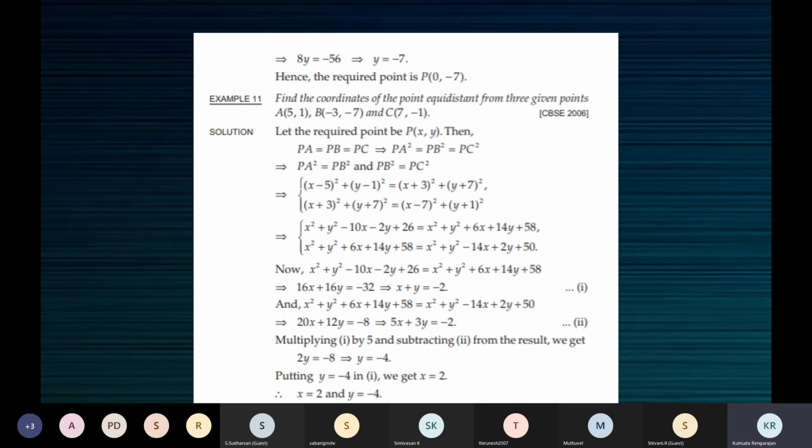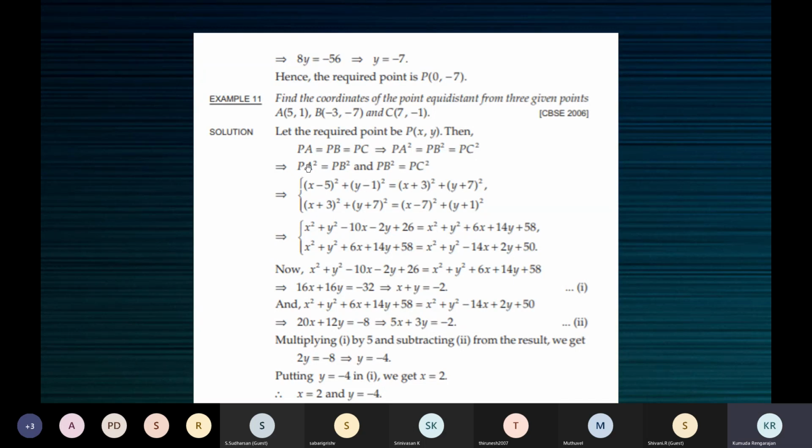Now that point P is equidistant from A, B, and C. That means PA is equal to PB is equal to PC. Children, don't work the way you see it on the screen. Follow my instructions. So this is the condition because that point P is equidistant from A, B, and C, which means PA is equal to PB is equal to PC. Again, on squaring, PA square is equal to PB square is equal to PC square.